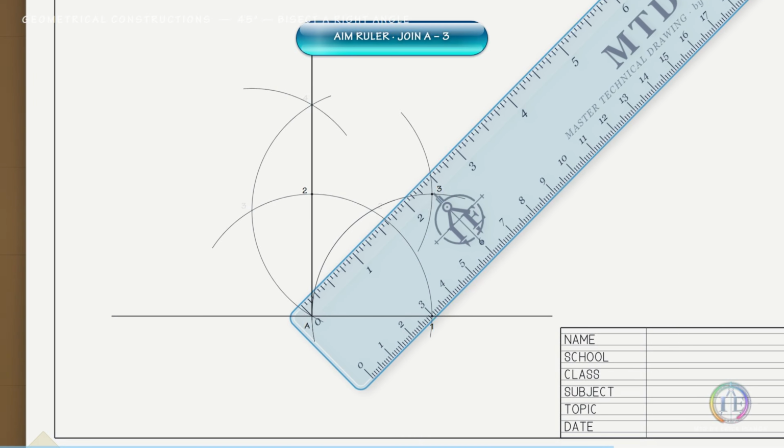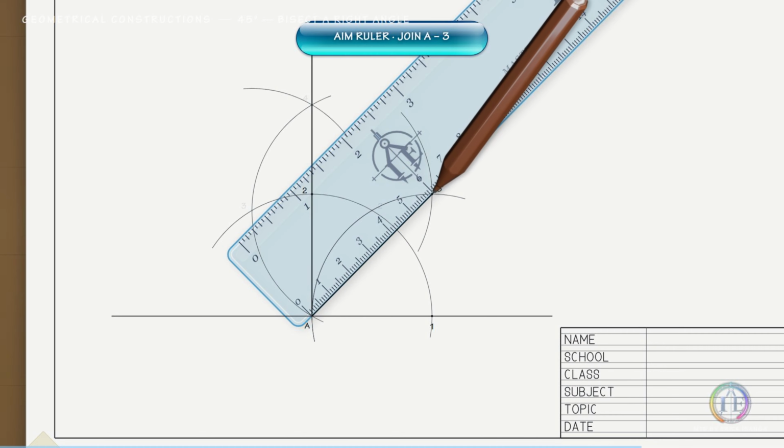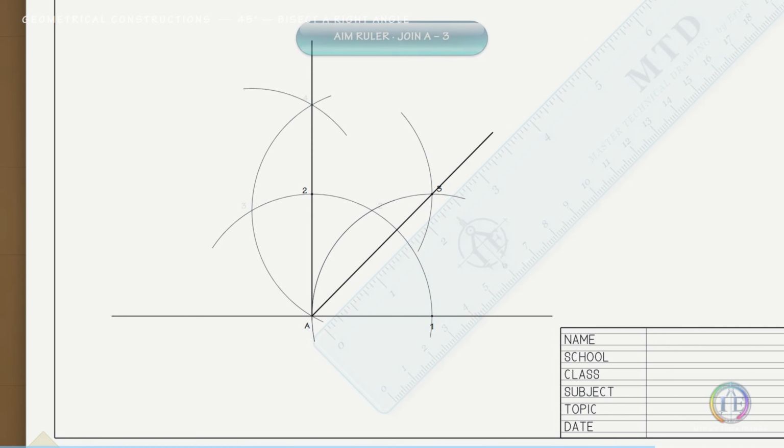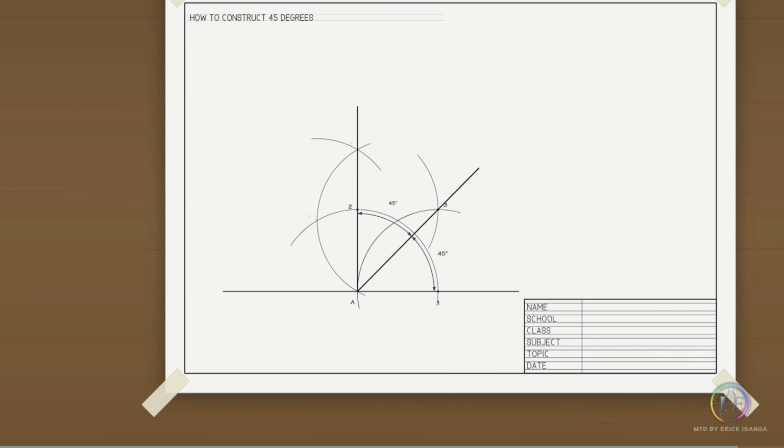Now, with the aim ruler, we draw a straight line from A, passing through point 3 and extend it. This line divides the right angle into two equal parts. The angle between the horizontal line and the line through A and 3 is exactly 45 degrees. And that completes the construction of a 45-degree angle at a point on a straight line.